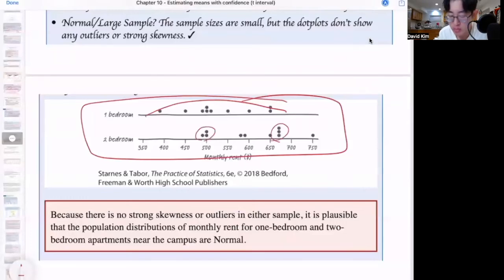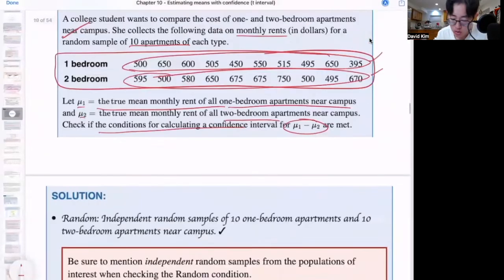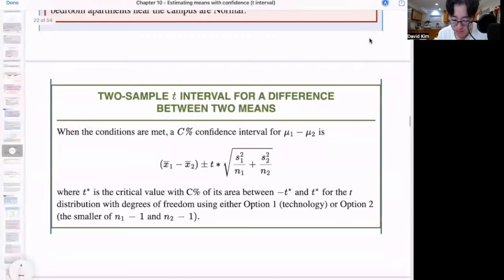This one also, you can kind of make the point that this could be maybe bimodal in a way, but overall, not in a general sense that it's going to show a strong skew in the left or right direction. So the sample size is small, but the dot plots don't show any outliers or strong skewness. As long as you have a good enough reason to believe that it's going to be normal or roughly symmetrical, please say so. So that is going to be for checking the conditions.